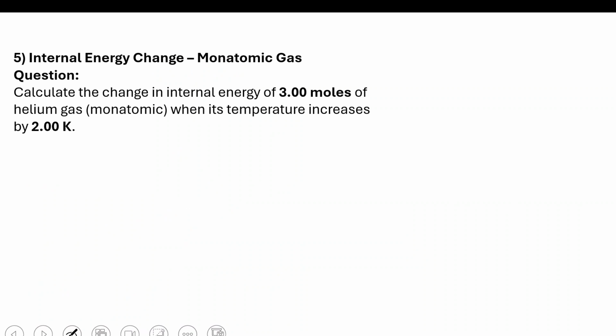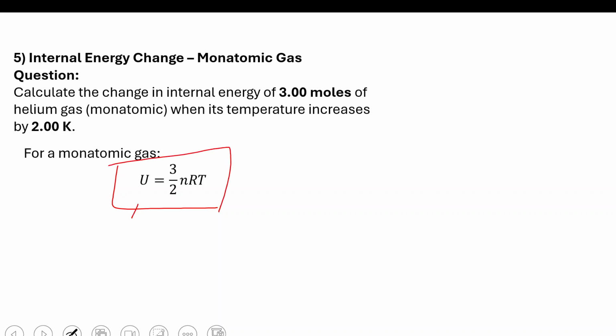Okay, so there's another question here. It's all about internal energy change, a monoatomic gas question. So this is telling us to calculate the change in internal energy of 3.00 moles of monoatomic helium gas when its temperature increases by 2 Kelvin. So this is the formula for monoatomic gas. U is the energy. 3 over 2 is a constant. N is the number of moles. R is the universal gas constant. And T is the temperature in Kelvin.